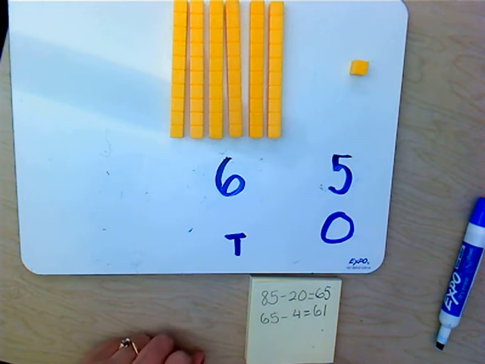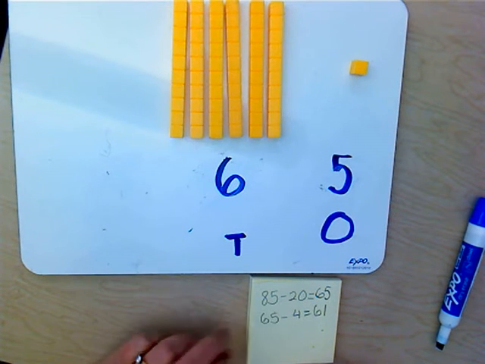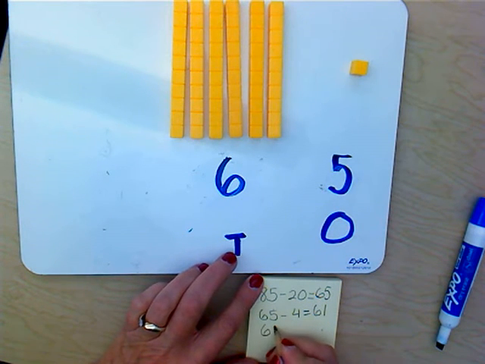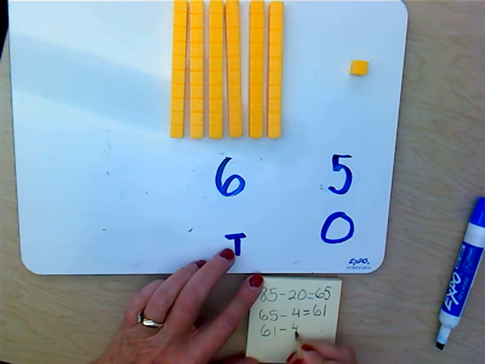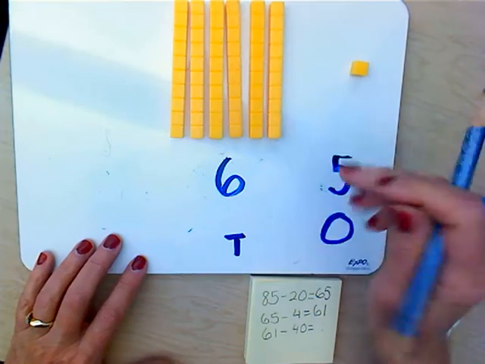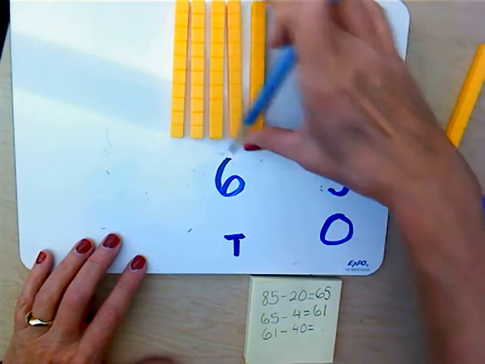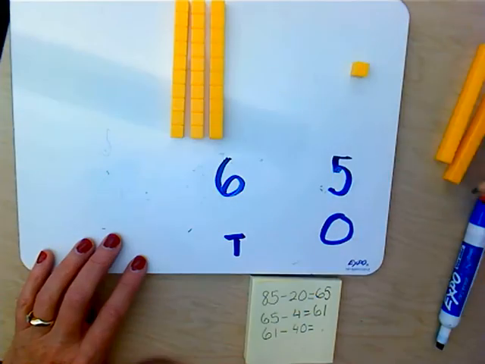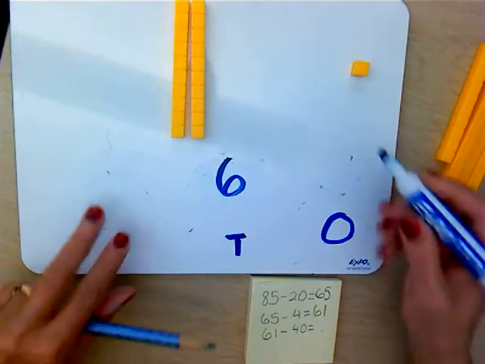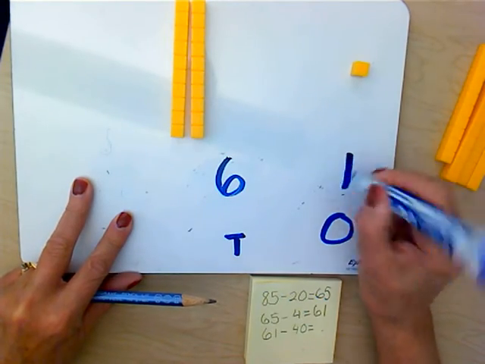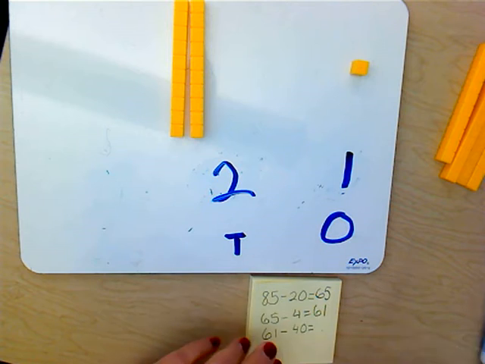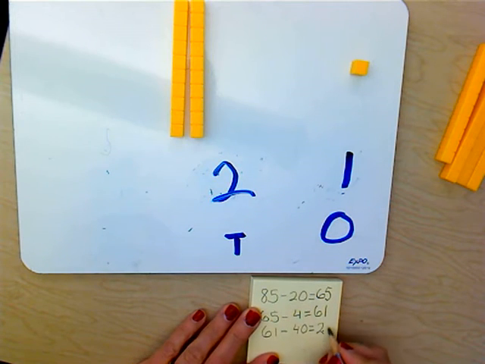What do you think about that? Is that pretty cool? All right, I think it's pretty cool too. So I still have 1, and now I'm going to say 61 take away 40. 61, I'm going to take away 40, 10, 20, 30, 40. Oops, I better change that too. I keep forgetting to change those. So how many does that leave me now? If you said 21, you are really sharp and really paying attention.